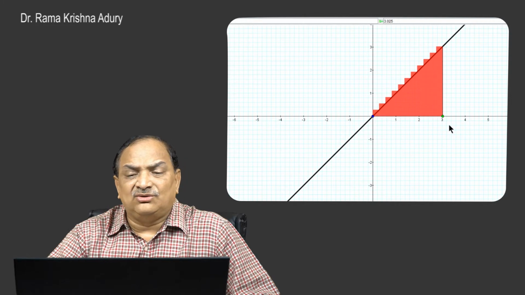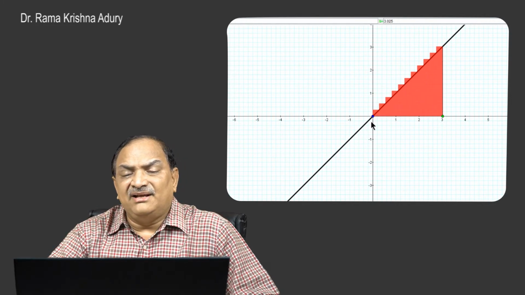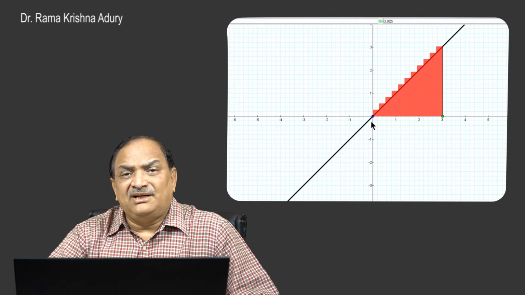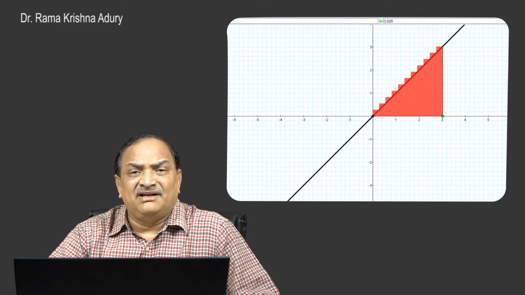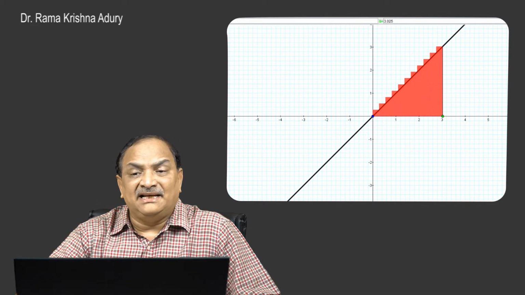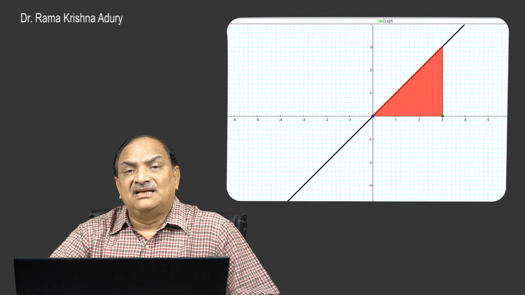So, how do you get this solution actually? x square by 2: 3 square by 2 minus 0 square by 2. So 3 square by 2 is 9 on 2, and 9 on 2 will give you 4.5. But I'm not getting 4.5 now. I'm getting 4.99.